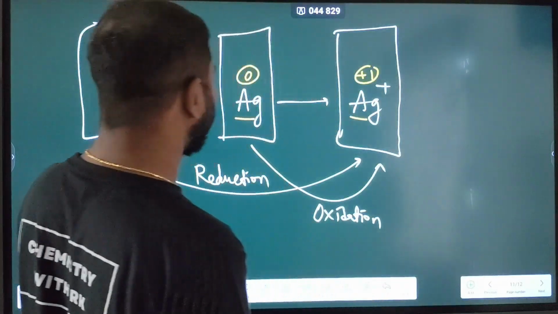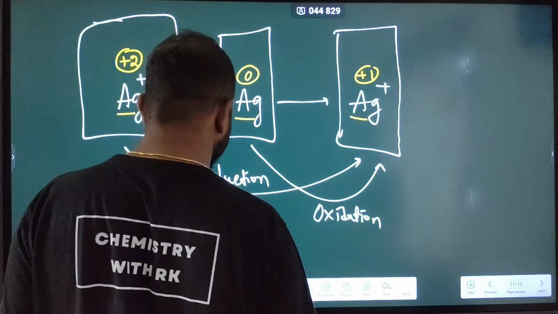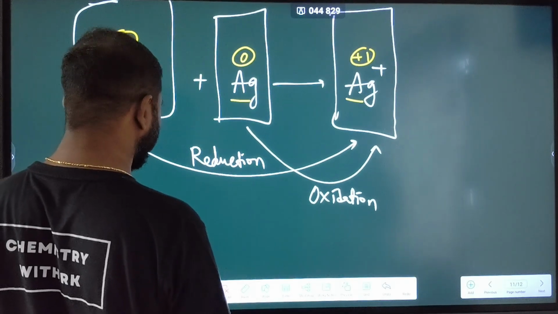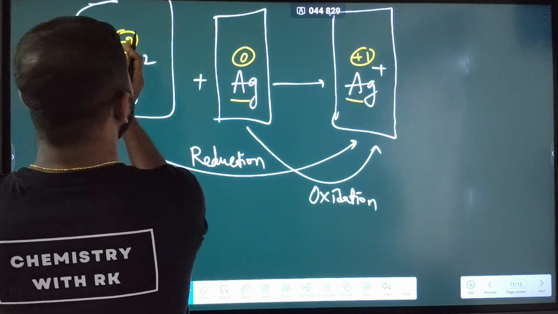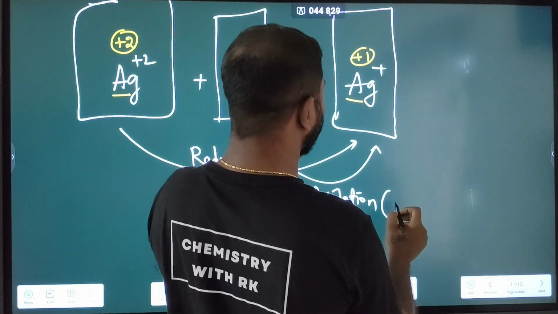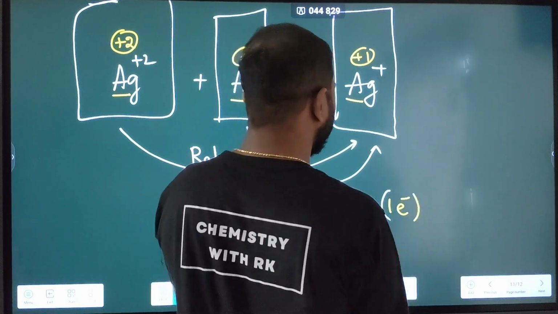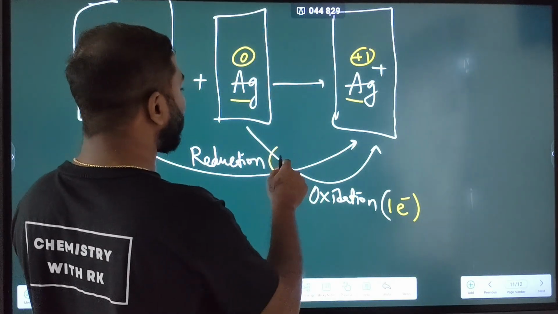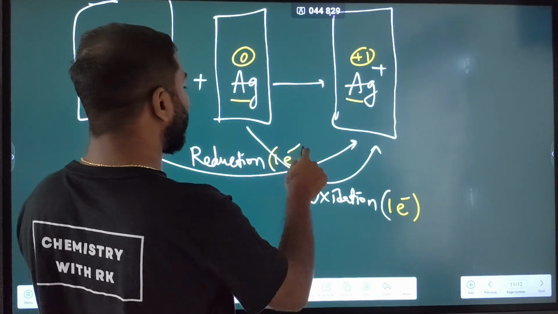And for the previous example also, let us try to calculate here itself. How many electrons are involved in both the reactions? Let us calculate. From 0 to plus 1, in oxidation, how many electrons are involved? 1 electron. And what about plus 2 to plus 1? Again here also 1 electron only.